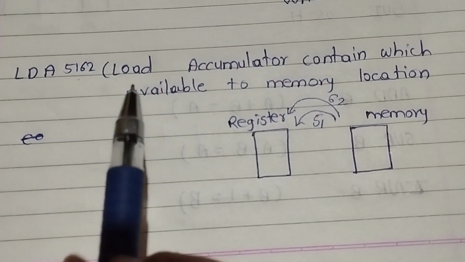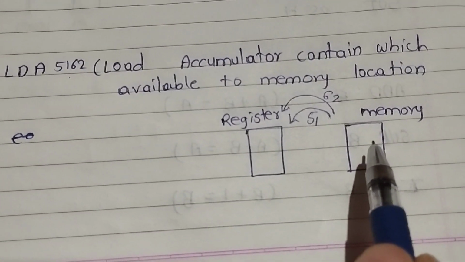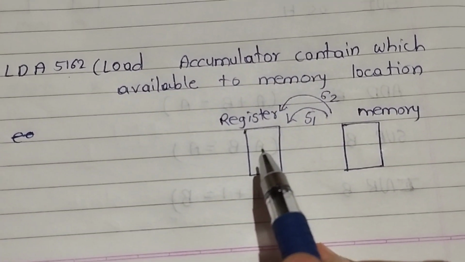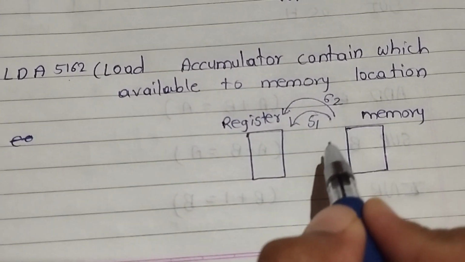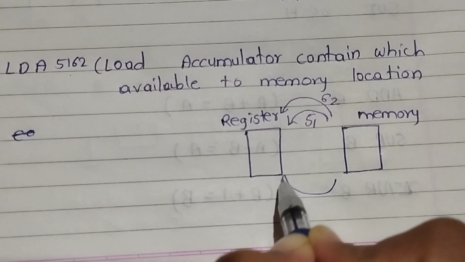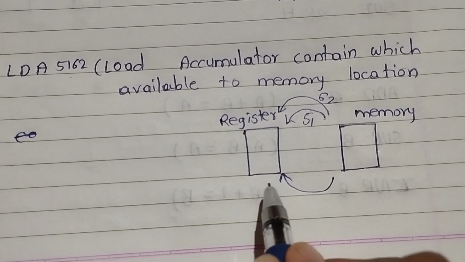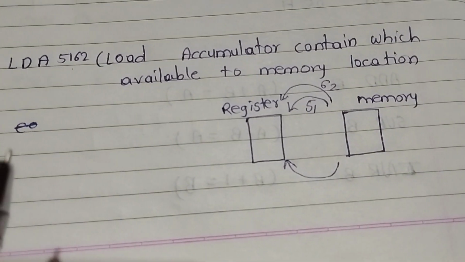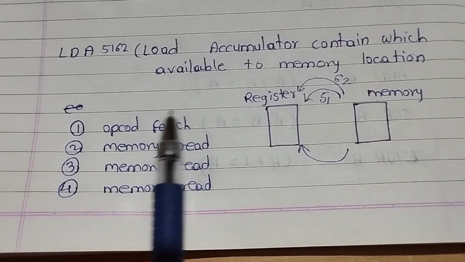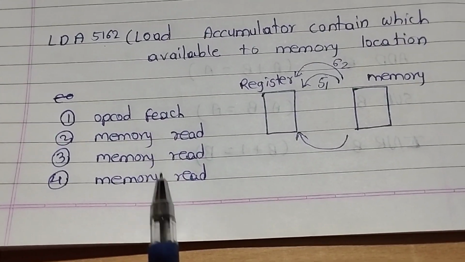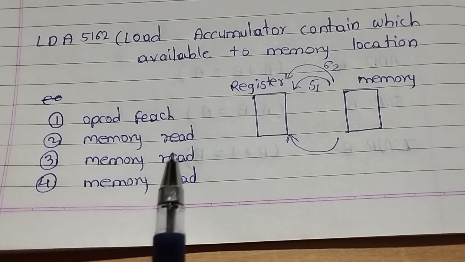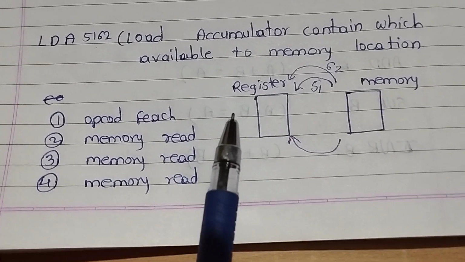Again we want to load the accumulator, meaning the data which is present in the memory we want to store in register A. For that purpose we again use a third read operation to load A. So here in total we use 4 machine cycles. First is opcode fetch, and the remaining 3 are memory read machine cycles. So a total of 4 machine cycles we use for this instruction.